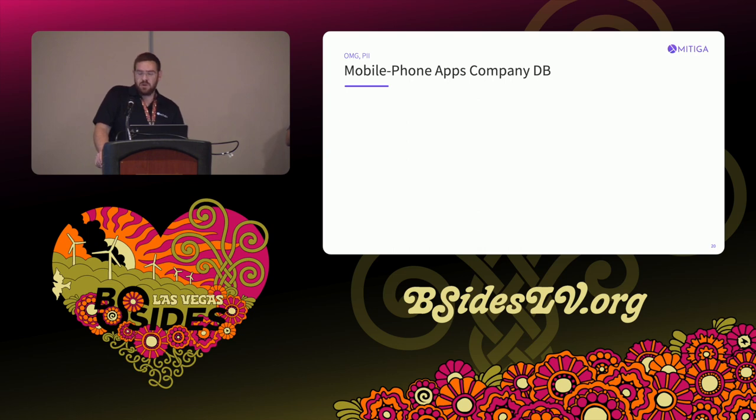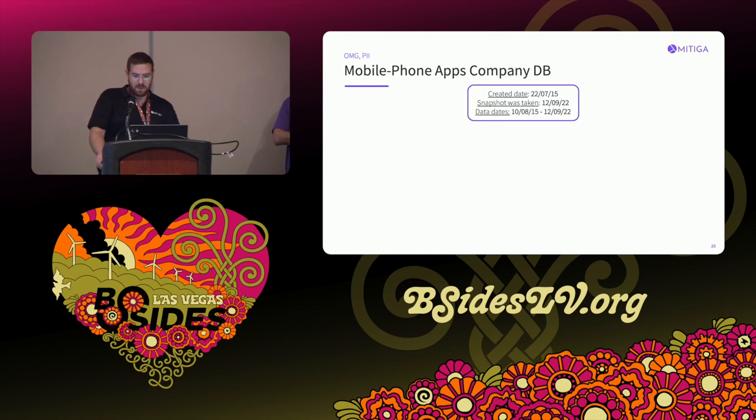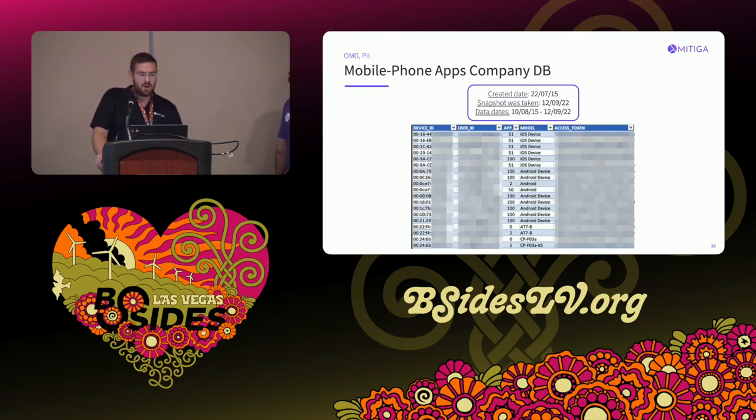The third example I want to show you is an example with technical data. This snapshot was exposed all the research month. The DB was created in July 15, and the snapshot was taken in September 22, more than 7 years later. This DB looks like a mobile phone apps company DB. This table, for example, is the devices table. Each row is a device that contains the device ID, that is actually a MAC address, user ID, that is actually an email, the device model, the app ID that was installed on this device, and the access token. With this data, a threat actor can impersonate a user, of course.